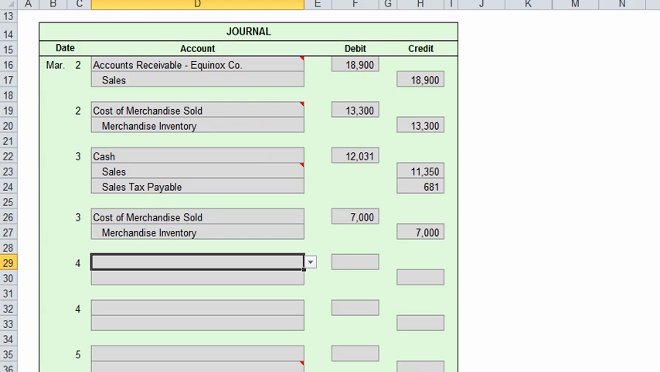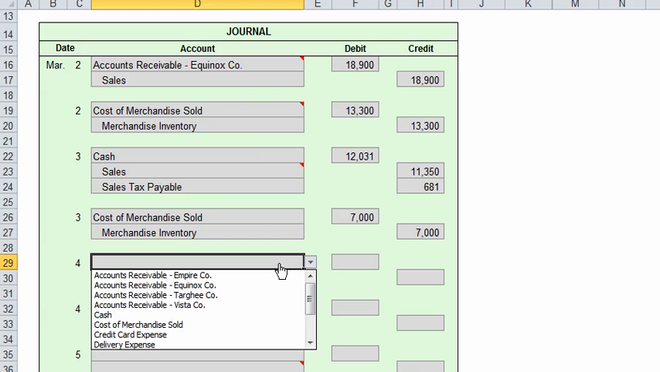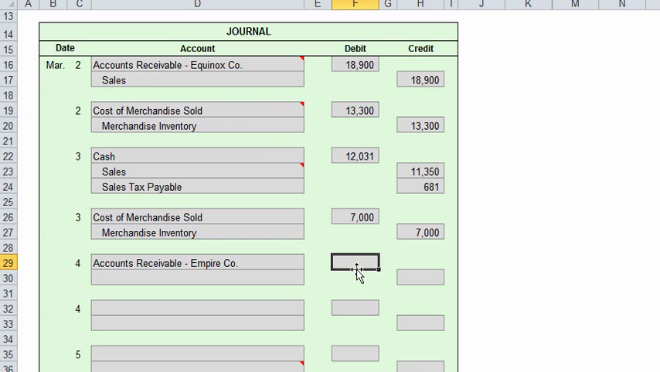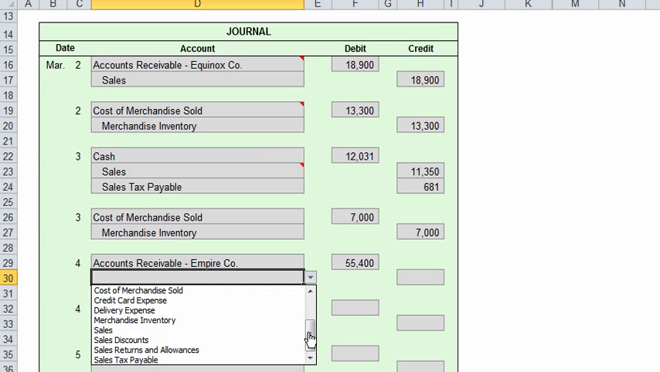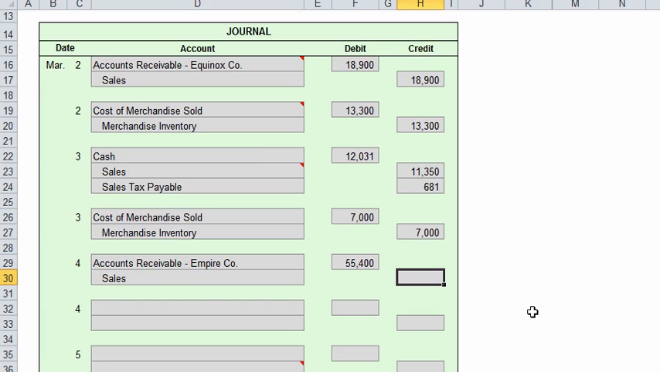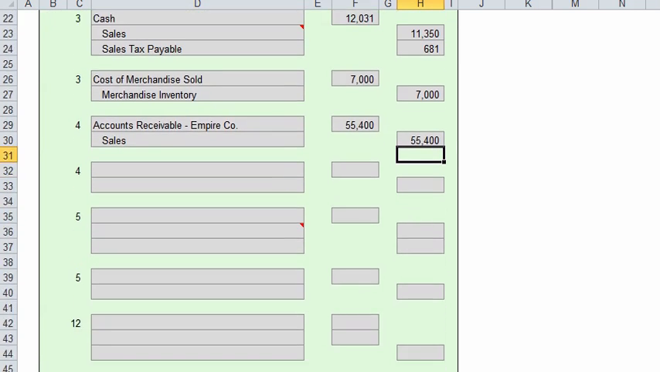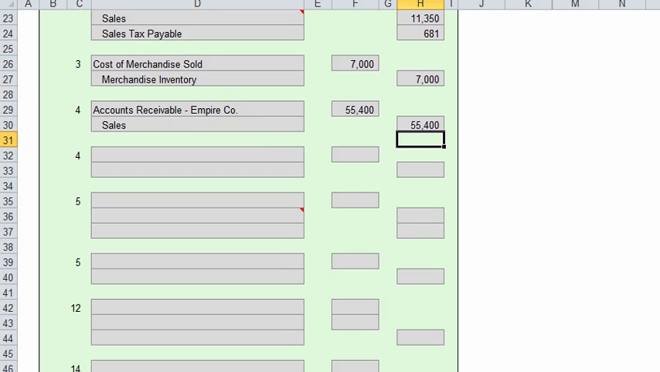and cost of merchandise sold was $33,200. Okay, first to record the sale itself, we made the sale on account. So the asset account, accounts receivable, Empire Company, increases by $55,400. And then we're going to credit sales, our revenue account, to increase its balance by $55,400. We don't deduct the discount yet because we don't know if Empire Company is going to pay within 10 days. Sorry, we're not even offering them a discount.